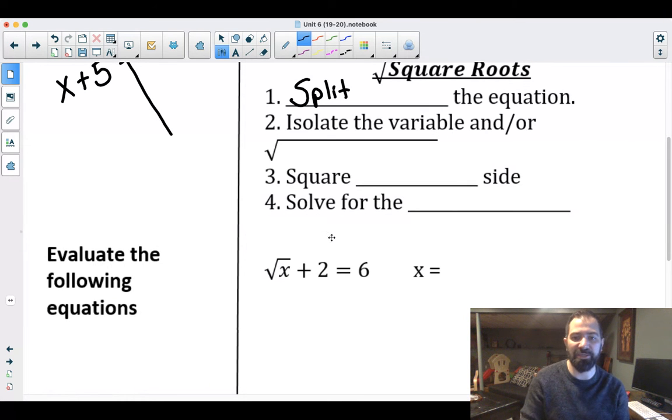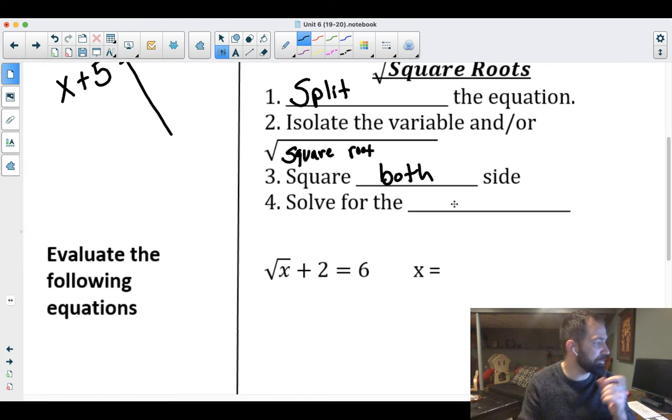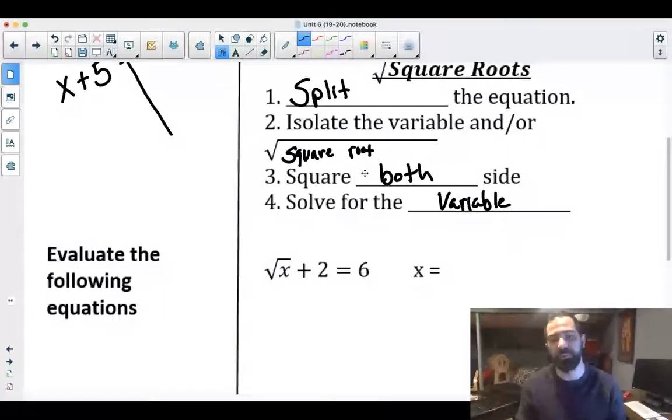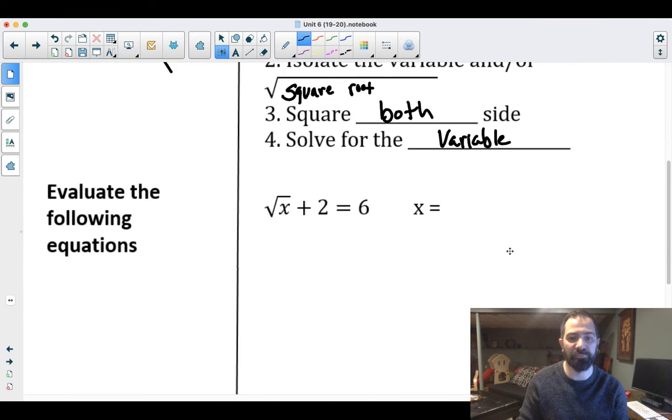Next thing you want to do, you want to isolate the variable and/or the square root. Okay. Then you want to square both sides of the equation, and then you want to solve for the variable, which gives you your final answer. Okay. Split the equation, isolate the variable and/or the square root, square both sides of the equation, and then solve for the variable. Let's check it out.